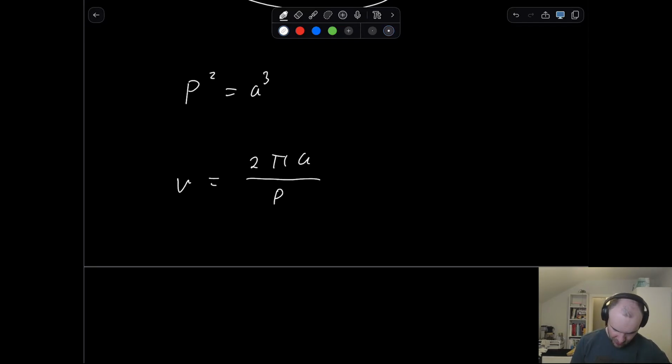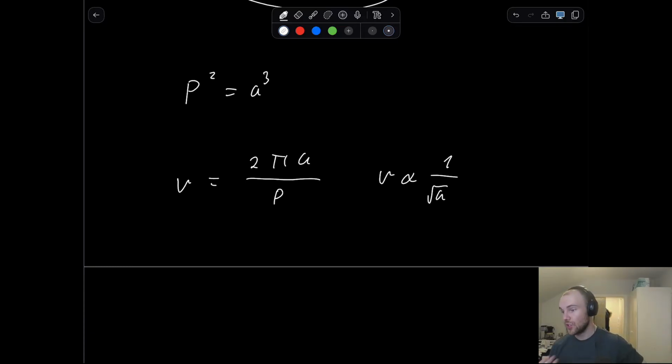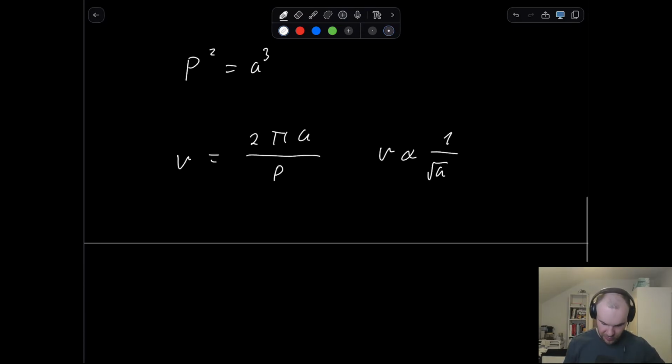But now we can substitute the period, and instead we could see that v, because 2 pi doesn't matter, is of course dependent on 1 over the square root of a, right? So of course when you go further out, the velocity will decrease. That's the idea, right? Okay, pretty good.